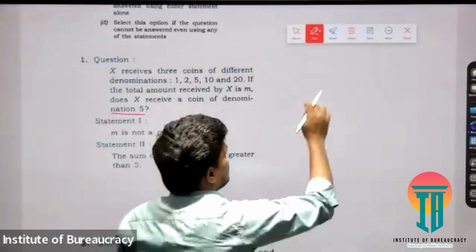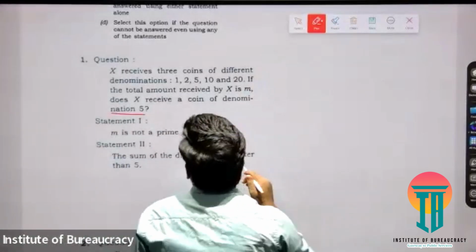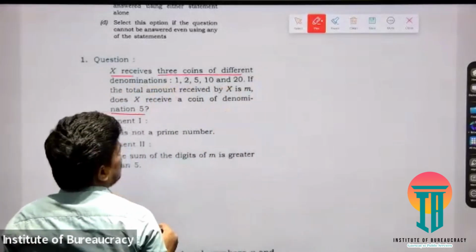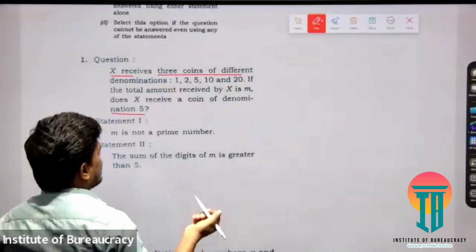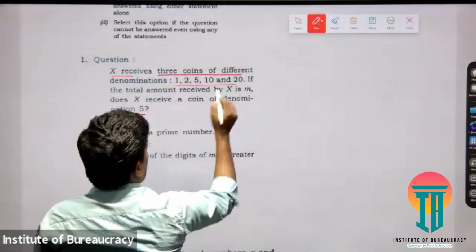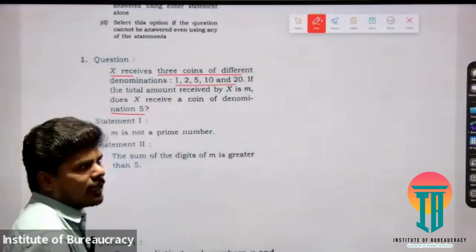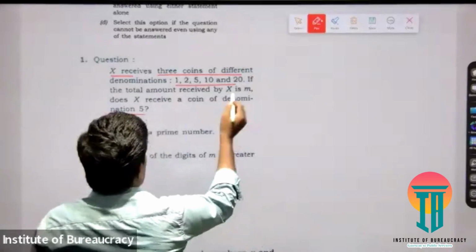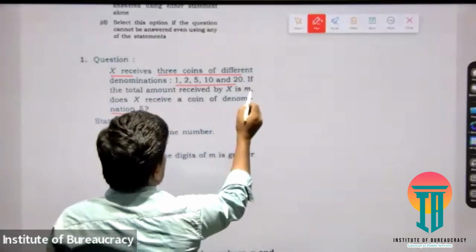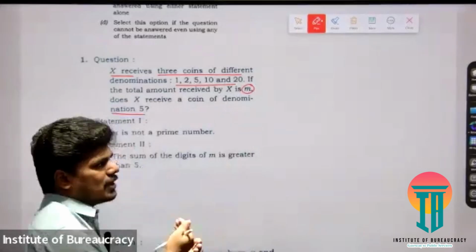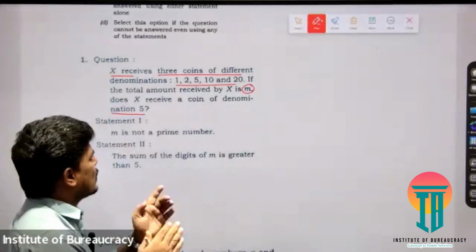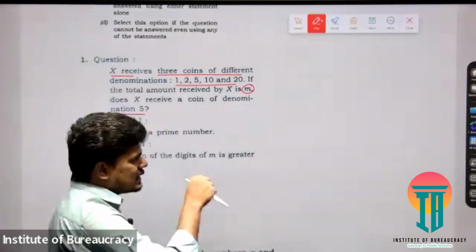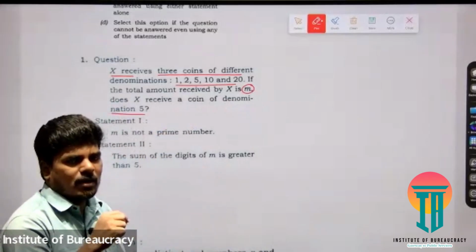That's the question. In this case, X receives three coins of different denominations. The coins are with the denominations 1, 2, 5, 10, and 20. Using this, they are saying the amount received by X is M. That means he receives three coins, and the total of that is denoted by M. Does X receive a coin of denomination 5? Is it having a denomination 5 coin?